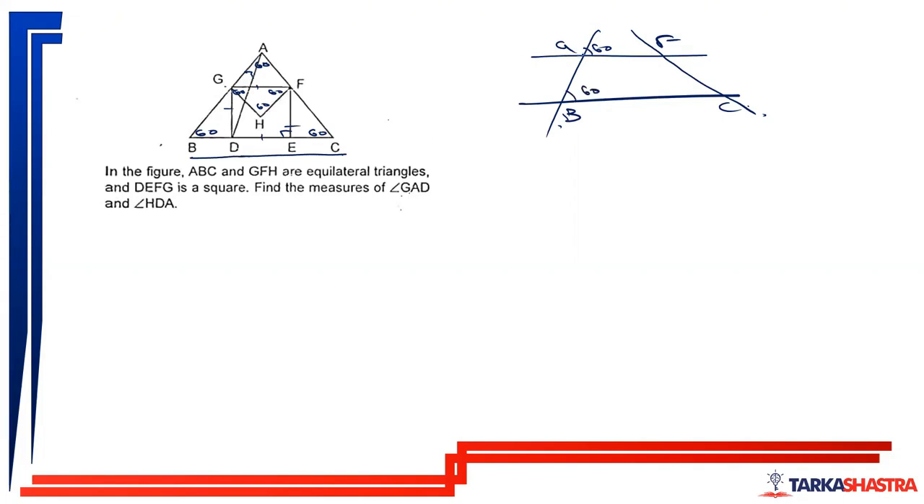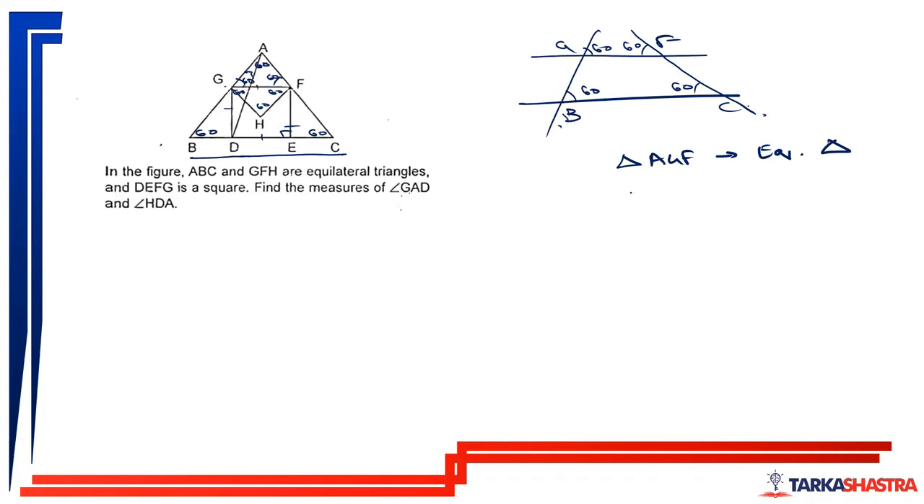Reason being, these two are corresponding angles and corresponding angles are equal. If this angle is 60, this angle also has to be 60. Again, corresponding angles. So we can say that triangle AGF is also an equilateral triangle.